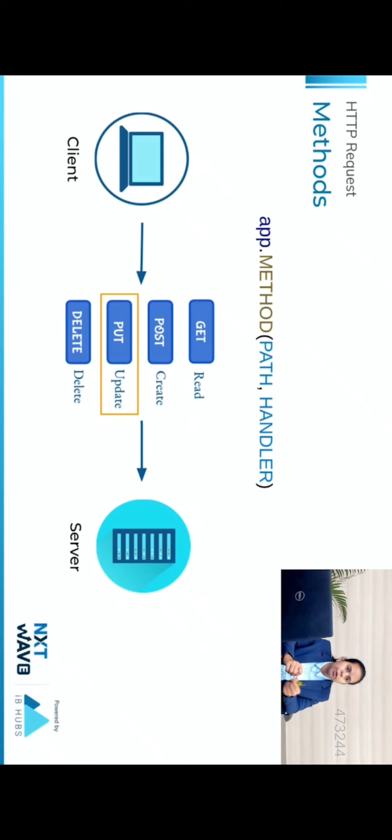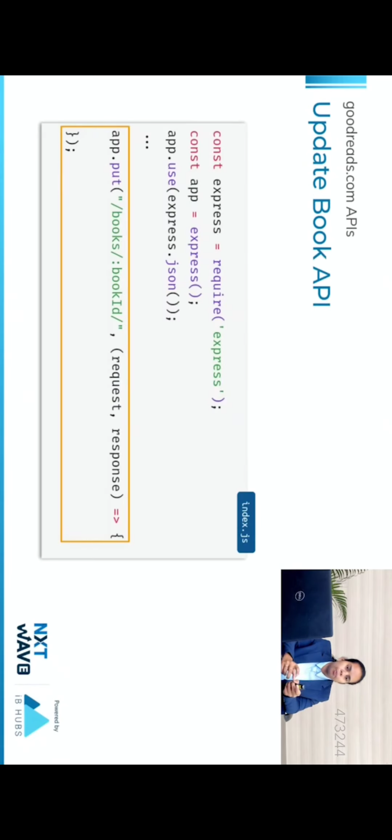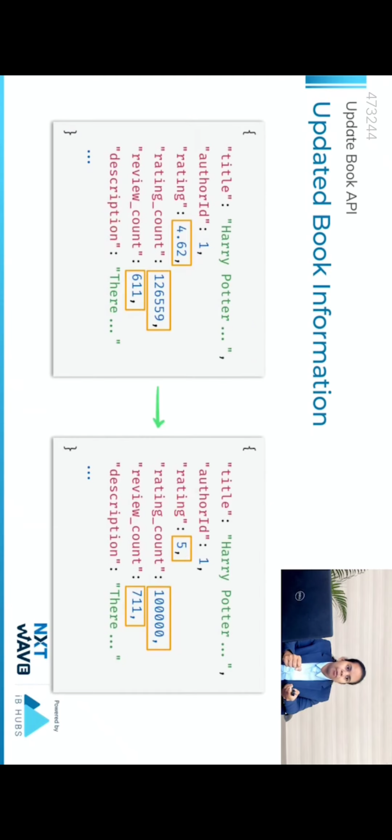So here the method is PUT, so app.put, and the path is /books/:bookId. Clear? Coming to the handler, request, response. Here, what we have to do: there is some information that we want to update. Previously, let's say the rating was 4.62. Now let's say the updated rating is 5. Similarly, previously the rating count was some 126, and now we want to update it to something like 10,000. Likewise the reviews count. So there are some details that we want to update.